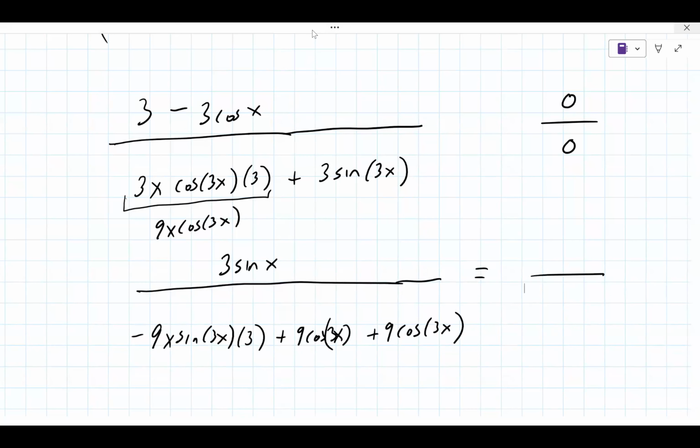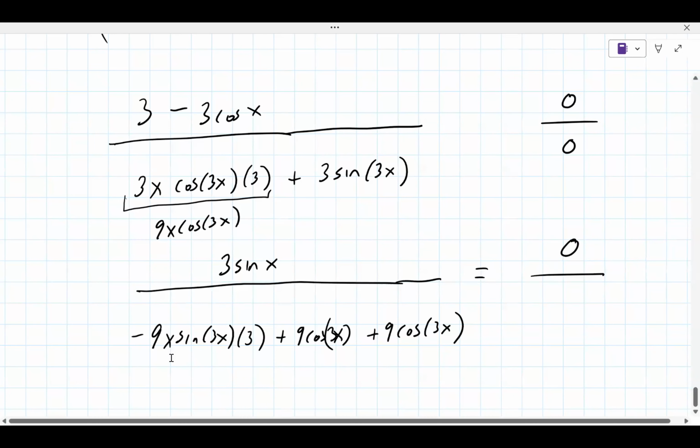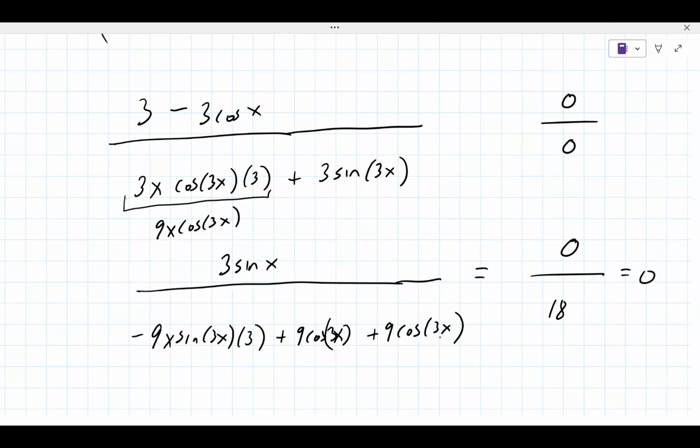Okay, so 3 sine... negative 9. Okay, yeah, that's what I got. Right, so 3 sine 0 on the top is 0, which is okay. It's not the worst in the world. It's 0 on the bottom. This is 0 because x is 0, but cosine of 0 is 1, so that's 9. We're in better shape. So this is 0 over 18, which is 0.